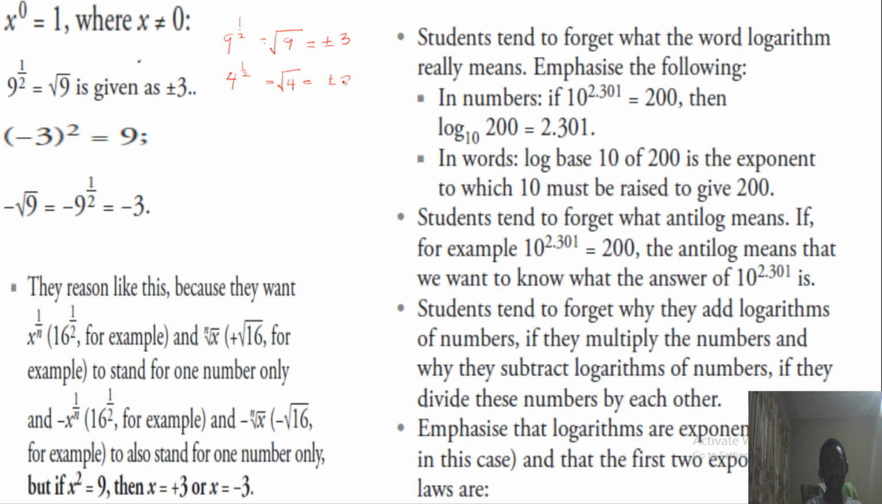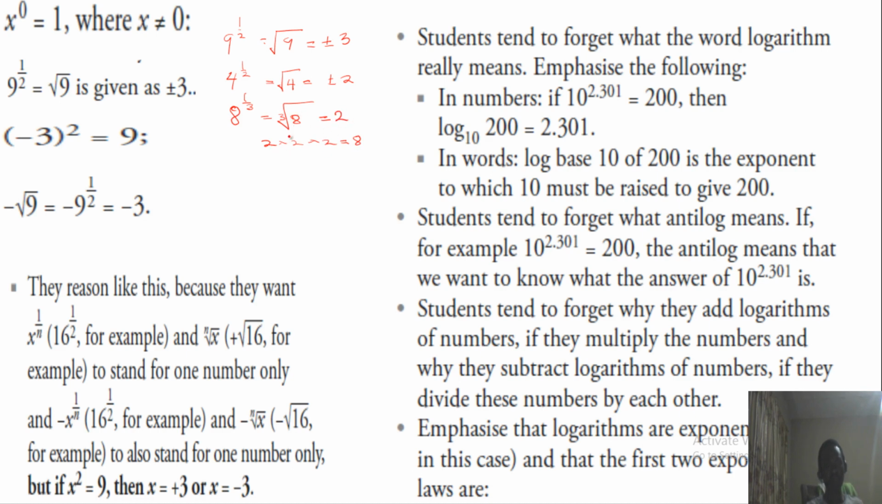Then if I have 8 raised to power 1 over 3, I need to know that this is talking about the cube root of 8. Basically it means, what can you multiply 3 times that will give you 8? 2 times 2 times 2 will give me 8. Therefore, the cube root of 8 will be 2, because you can multiply 2 three times to give you 8.